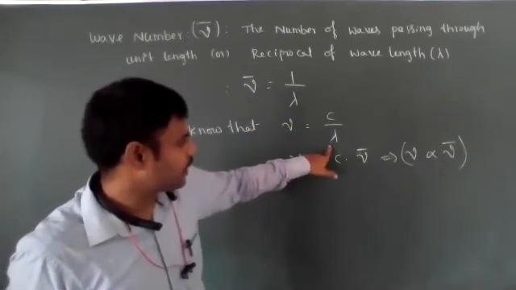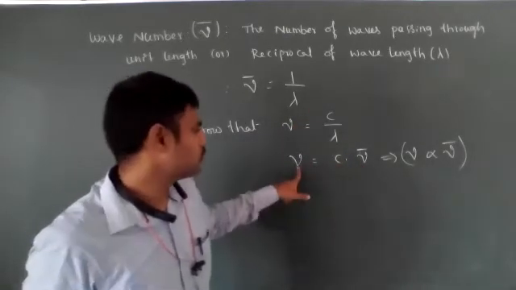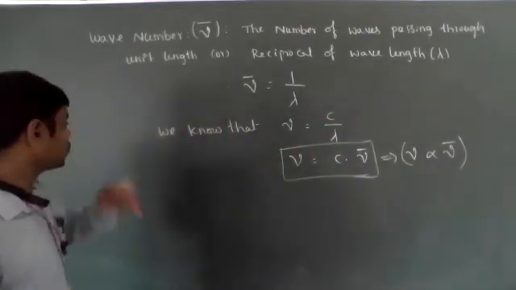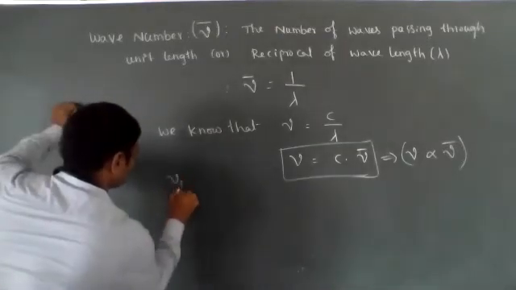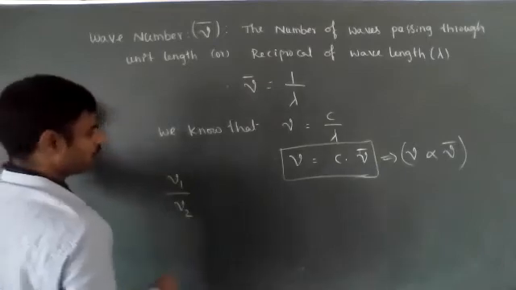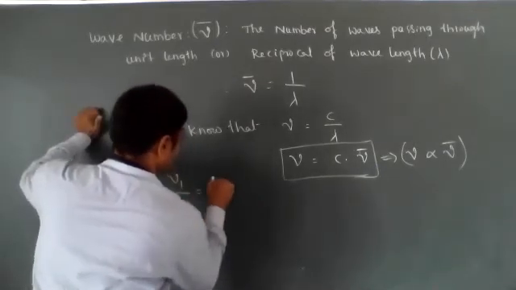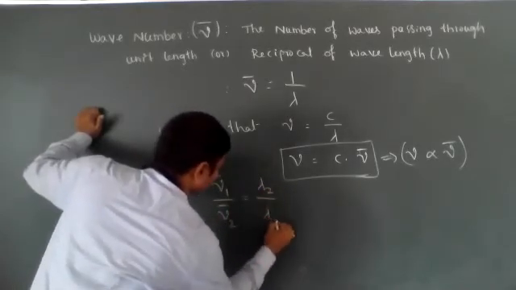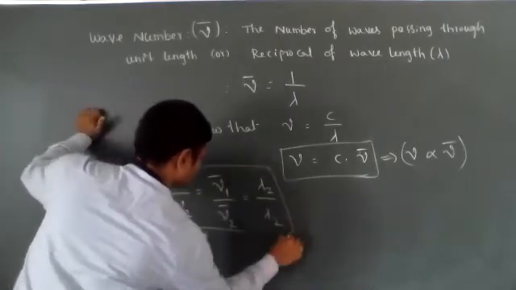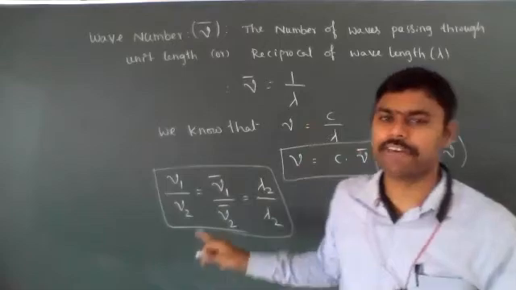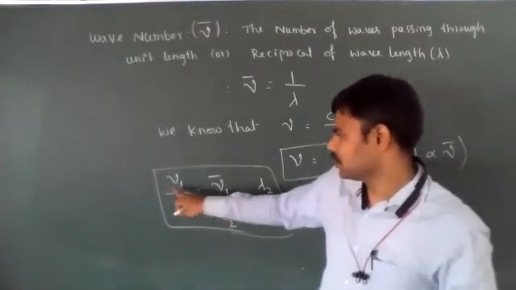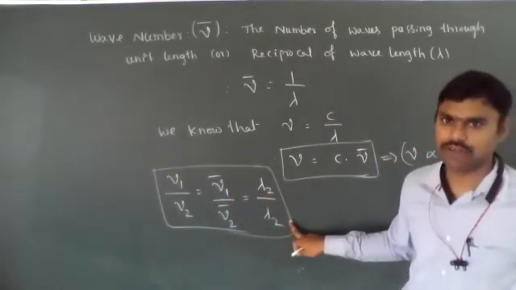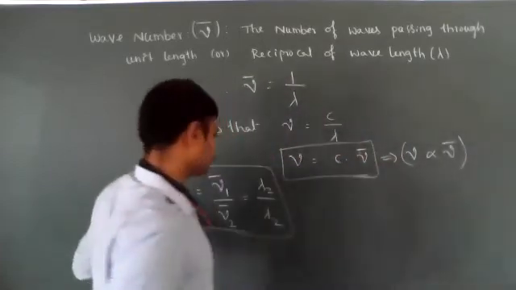Because nu bar is equal to 1 by lambda, but nu is equal to c by lambda, in that I wrote 1 by lambda as nu bar. Then nu is equal to c into nu bar. So according to that relation, nu 1 by nu 2 is equal to nu 1 bar by nu 2 bar is equal to lambda 2 by lambda 1. This is the relation between the frequency, wave number and wavelength, because nu is directly proportional to nu bar and inversely proportional to lambda.